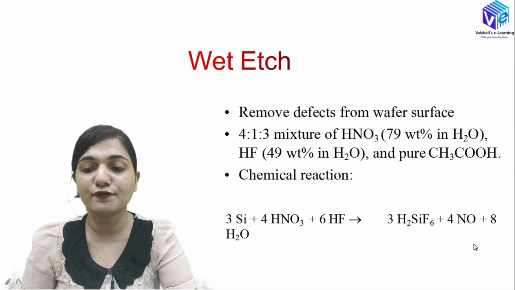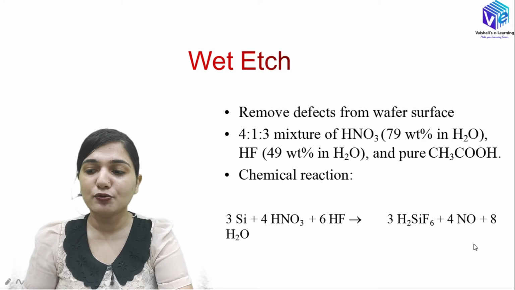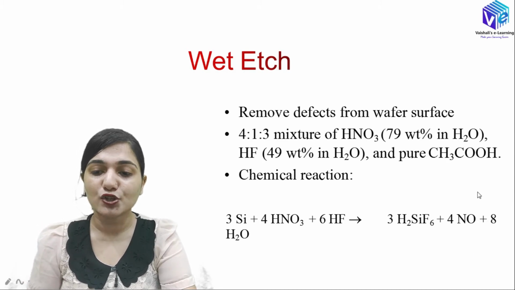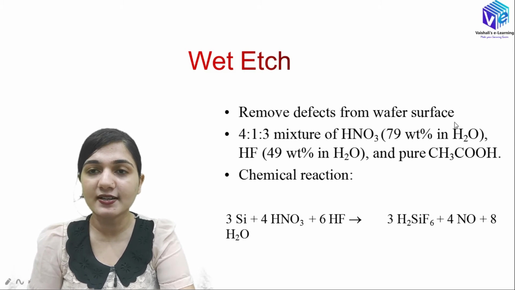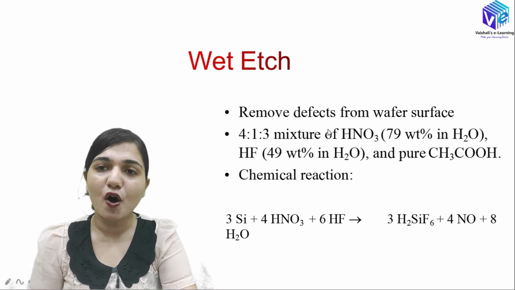Then HF is 49% by weight in H2O, and we will be using acetic acid, CH3COOH. So we will be using all of these three acids in the ratio 4:1:3. You can see H2O is also present. H2O will be diluting the HNO3 so that it forms 79% HNO3. HF is diluted to 49% again by H2O. Now we are using these three in the process of wet etching.